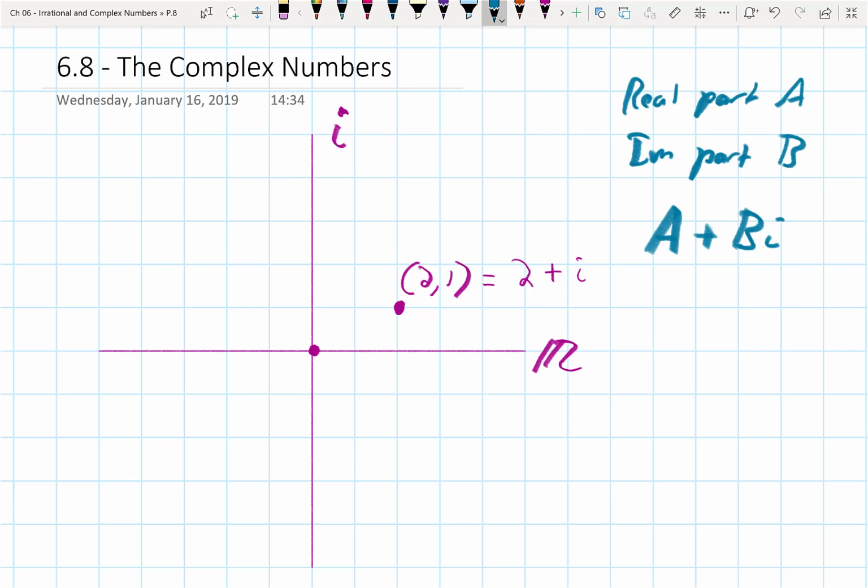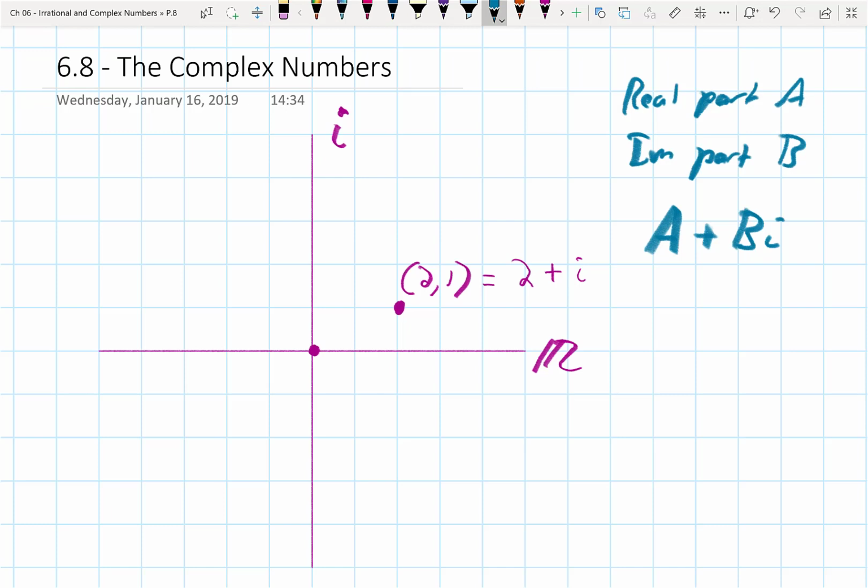Now, I said we concern ourselves a great deal with what the absolute value of a number is, that number's distance from 0. If I'm looking at this number, how far away would this number be from 0? That would be more than 2. 2 plus i is its location. It would be the square root of 5.